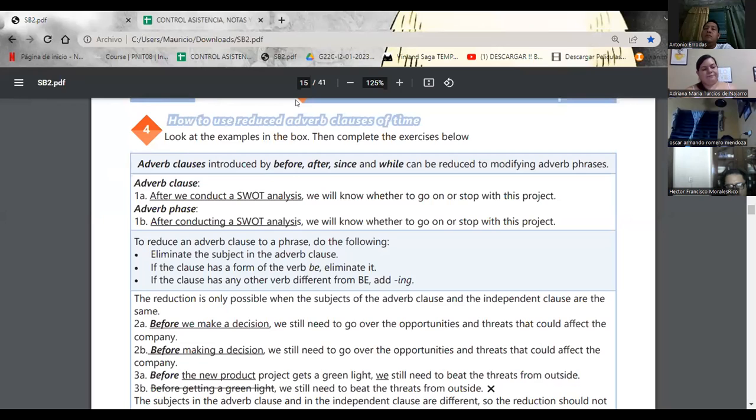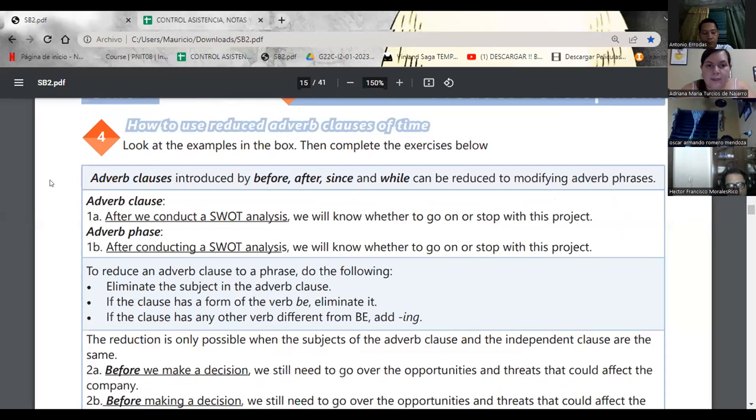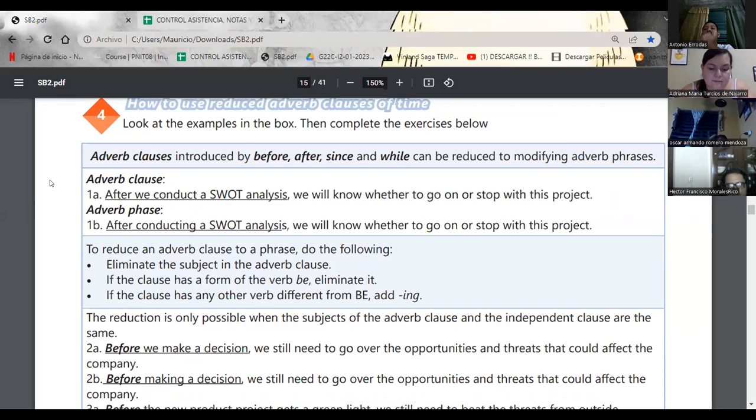In the book, we have this. If you go to page number 15, you're going to see it there. Look, I told you how to do this already, but let's read this quickly. Adverb clauses introduced by before, after, since, and while can be reduced to modifying adverb clauses. Look, number one: After we conduct a SWOT analysis, we will know whether to go on or stop with this project. And look, the same adverb clause reduced: After conducting a SWOT analysis, we will know whether to go on or stop with this project. That's how it goes.